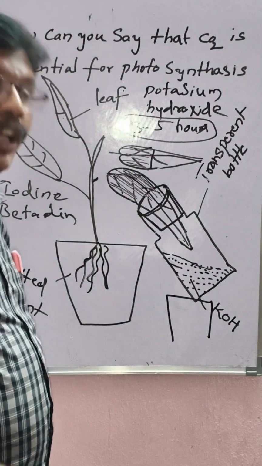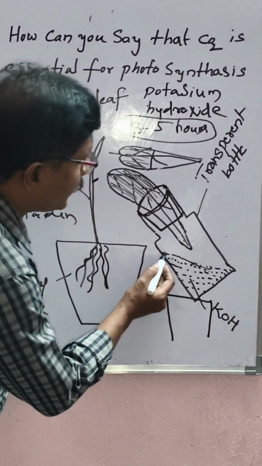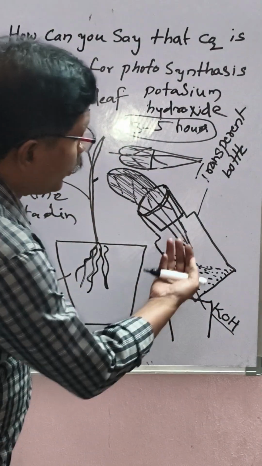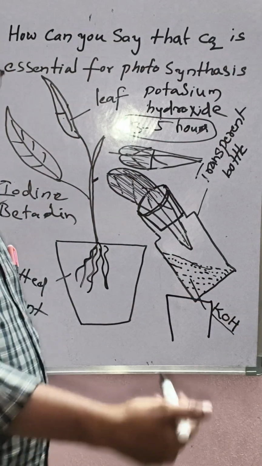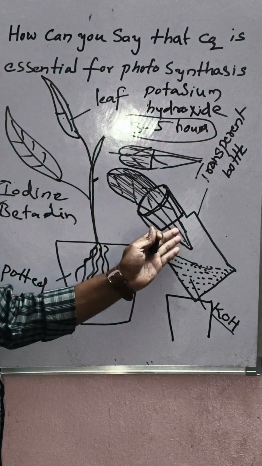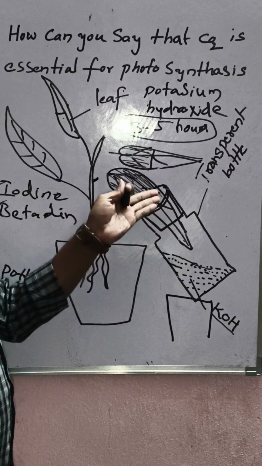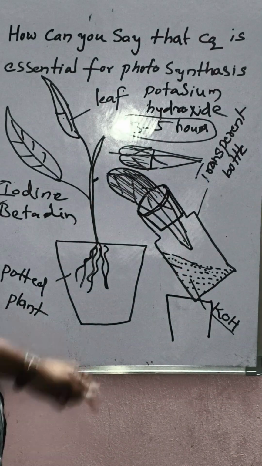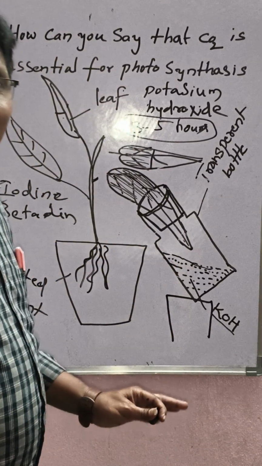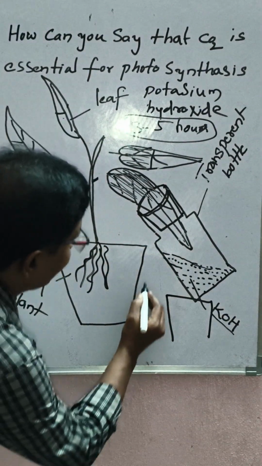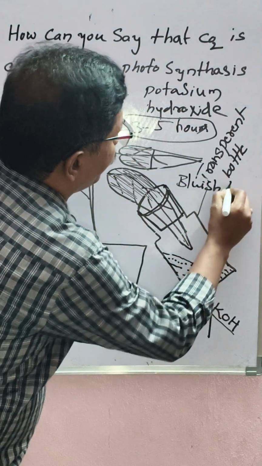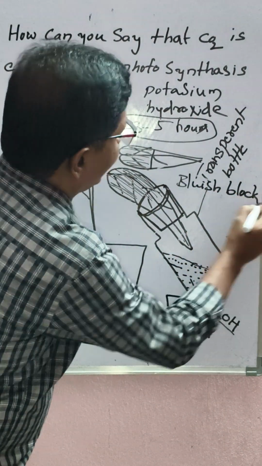It did not receive carbon dioxide. Why? Because inside the bottle, KOH solution is there. The KOH solution absorbs the carbon dioxide. Hence, due to the absence of carbon dioxide, the inner portion will not be converted into bluish black color. Which color? Bluish black color.